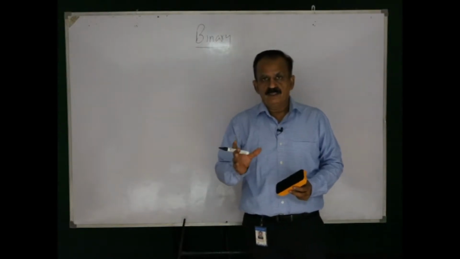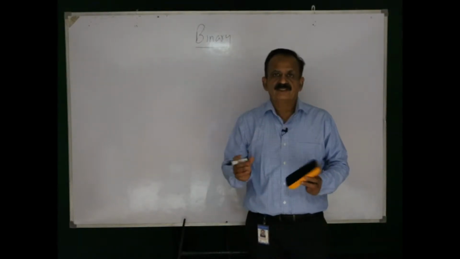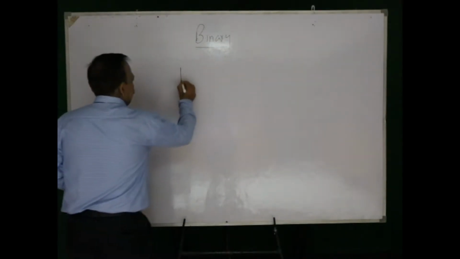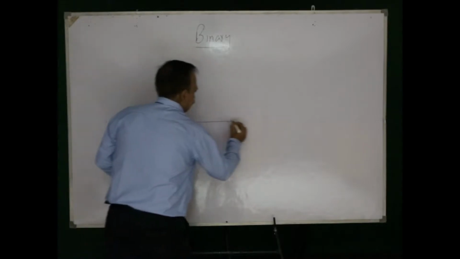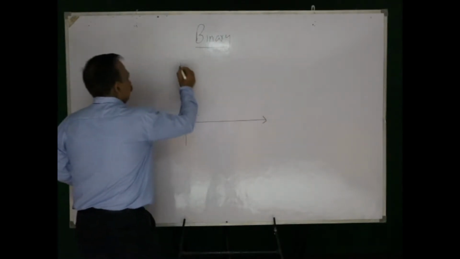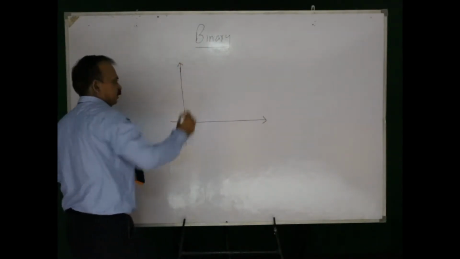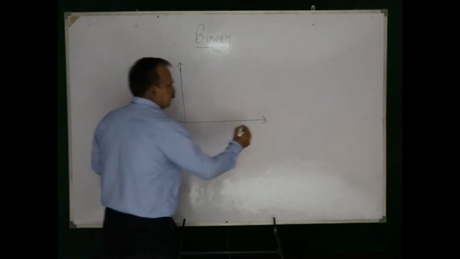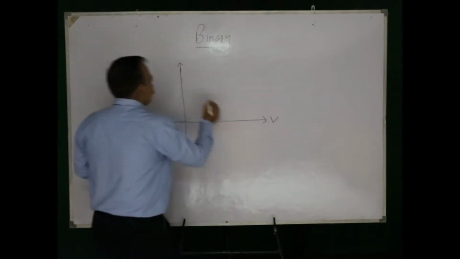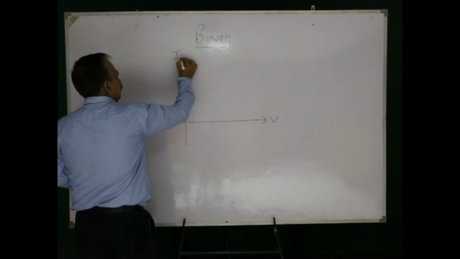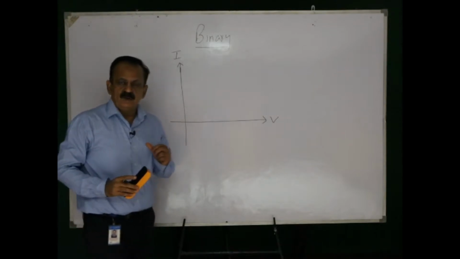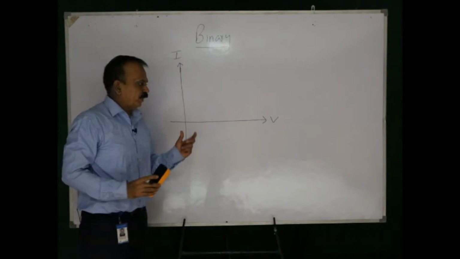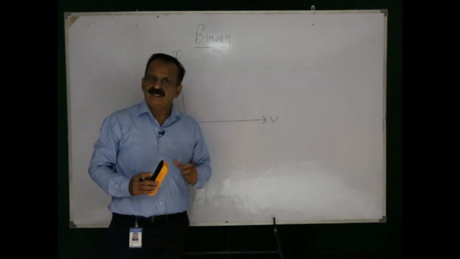If we draw the characteristic graph of this diode or transistor, it is something like this. This is a graph between the current and the voltage. Here it is voltage, and on the y-axis it is current. It indicates the effect of the voltage, and what will be the current passed when this particular voltage is given to the device.